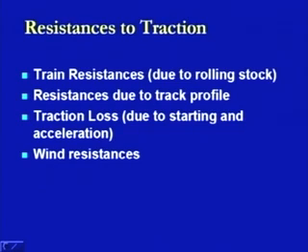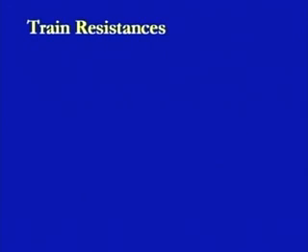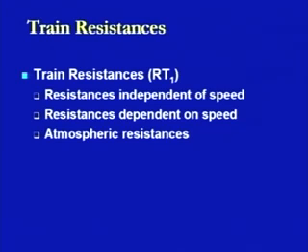Now, we will be starting with the first type of resistance, that is the resistance being caused due to the rolling stock, which is also termed as the train resistance. In the case of train resistance, as defined previously, there are three types of cases: the resistances which are independent of speed, the resistances which are dependent on speed, and the atmospheric resistances. So, we will be looking at all these types of resistances one by one. The first one is the resistance independent of speed. There are different causes which create this resistance.